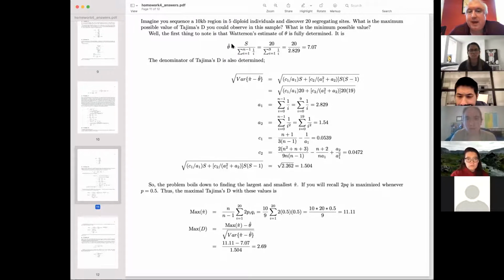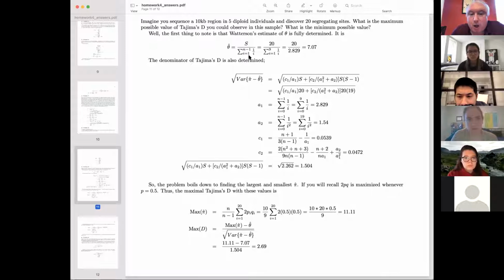So I already have enough information to calculate theta for the region using Watterson's method: 20 segregating sites, 10 alleles, sum from i equals 1 to 9 of 1 over i. That gives 2.89, which gives a number of about 7. So given 10 alleles and 20 segregating sites, for the entire region, my estimate of theta from Watterson's method is going to be 7.7.